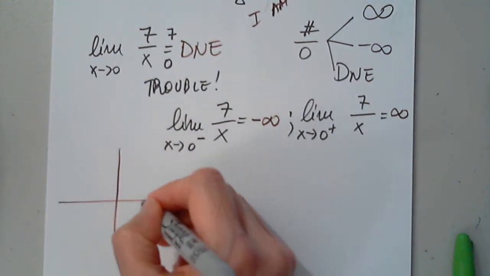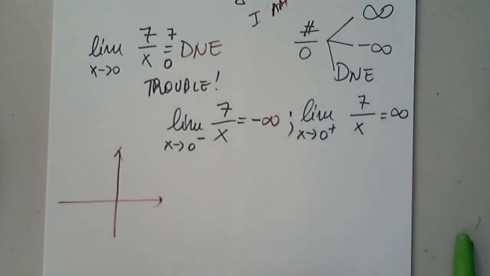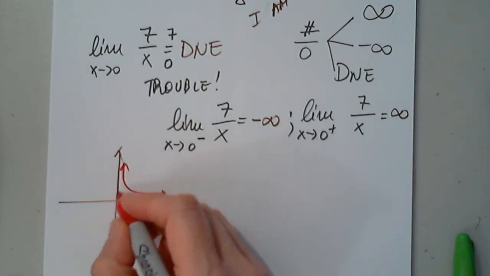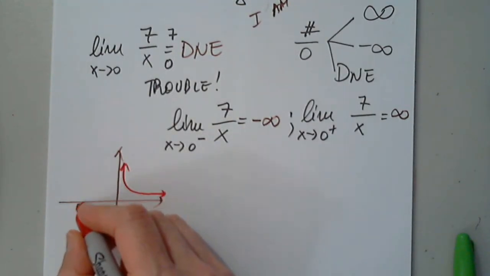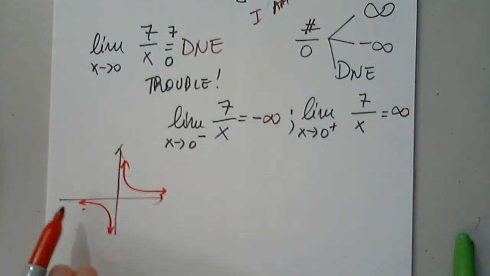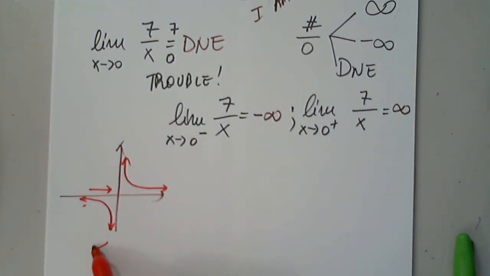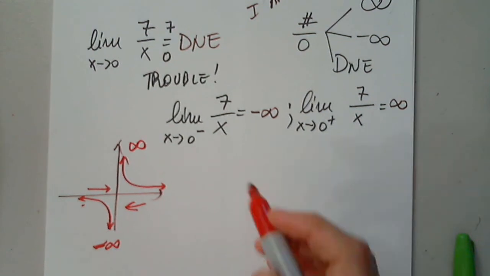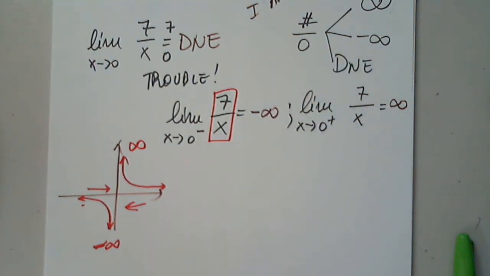What you're talking about: 7 over x, everyone knows the graph of 7 over x. So as x approaches 0 from the left, of course, it's negative infinity. As x approaches 0 from the right, it's positive infinity. We discussed this function many times.